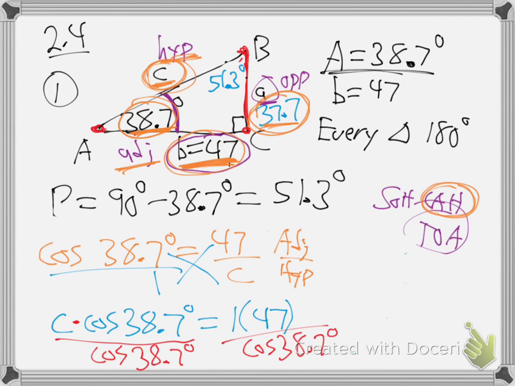Cosine 38.7 degrees. Hit the buttons on your calculator. And I'm getting 60.2 rounded to one place for C. We solved the whole triangle. Found all the angles and all the sides using our trig. Make sense? Questions on that one?